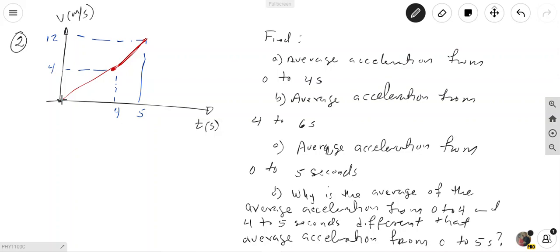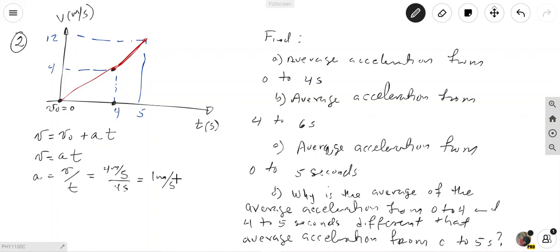From 0 to 4 seconds, we have an increase in velocity from 0 to 4 meters per second. We know that velocity is equal to the initial velocity plus acceleration times time, and the initial velocity in this graph is 0. So velocity is equal to acceleration times time, and the acceleration is the quotient of the velocity and the time: 4 meters per second divided by 4 seconds, which gives 1 meter per second squared. That is the answer to the problem.